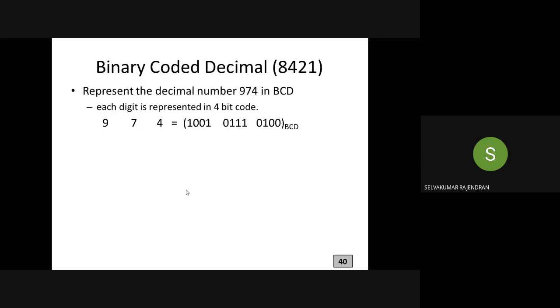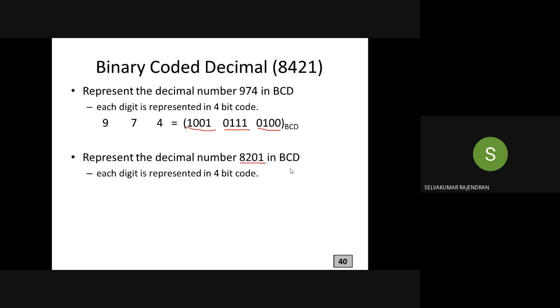Then another example, the decimal number 974. Here also we split the digits and each digit is represented by a 4-bit code. So 9 is 1001, 7 can be represented as 0111, and 4 can be 0100. Then another example, 8201. So 8 is 1000, 2 can be represented as 0010, 0 can be represented as 4 zeros, and 1 can be represented as 0001.